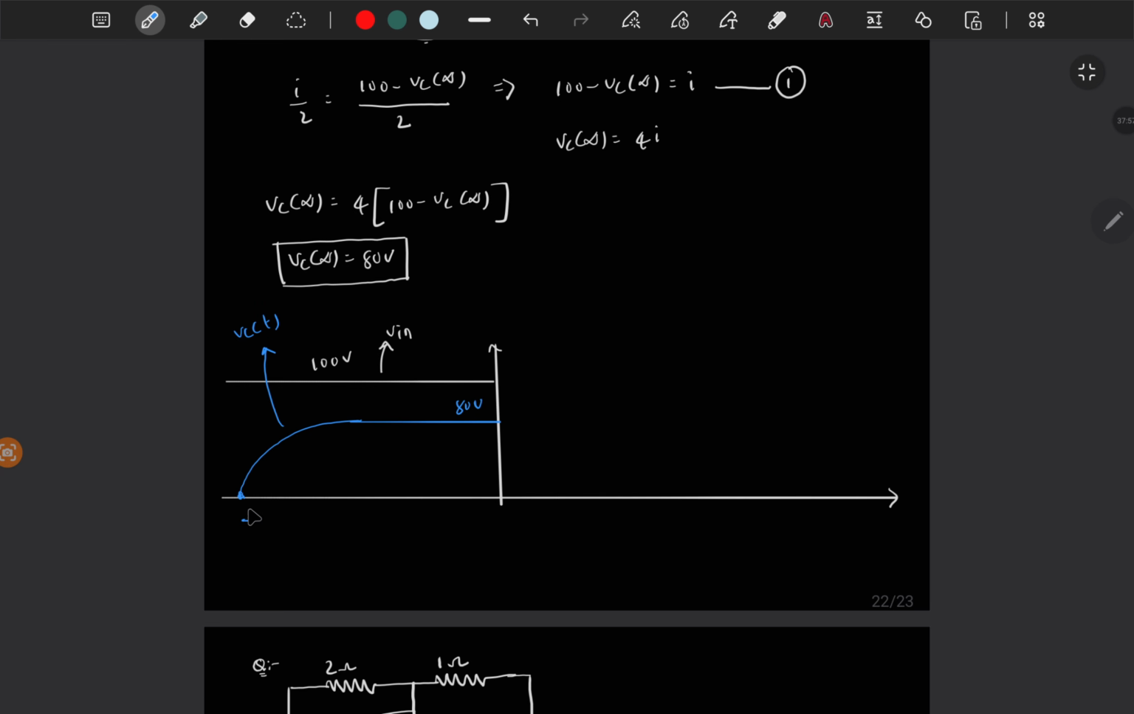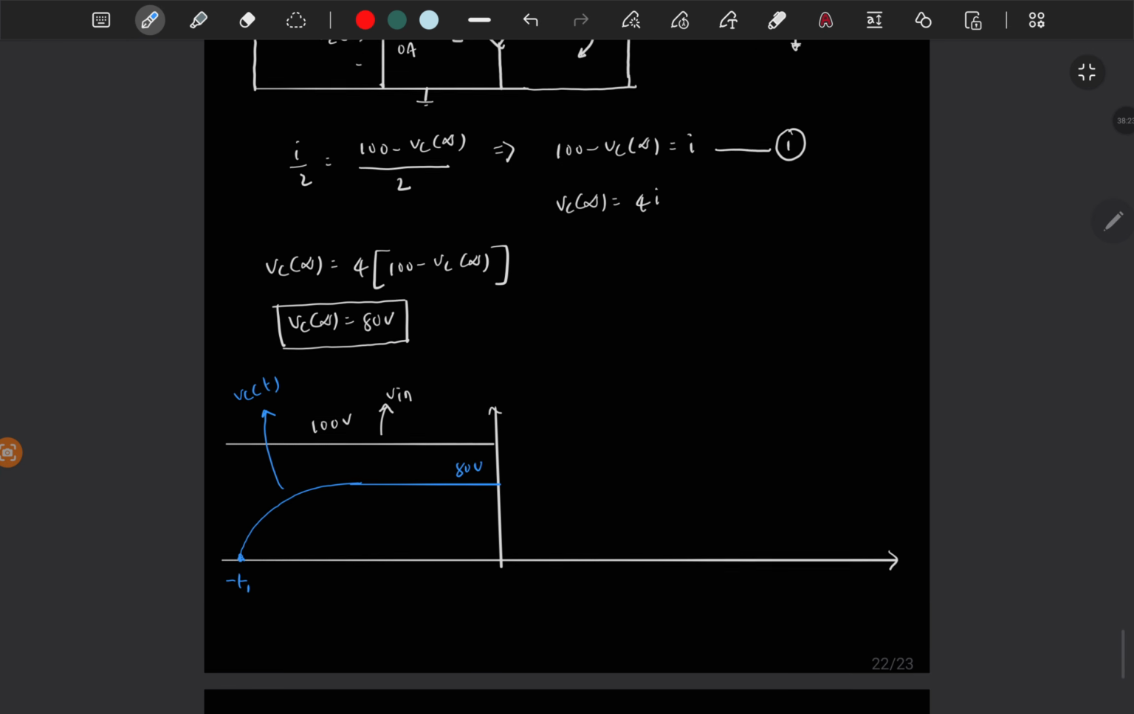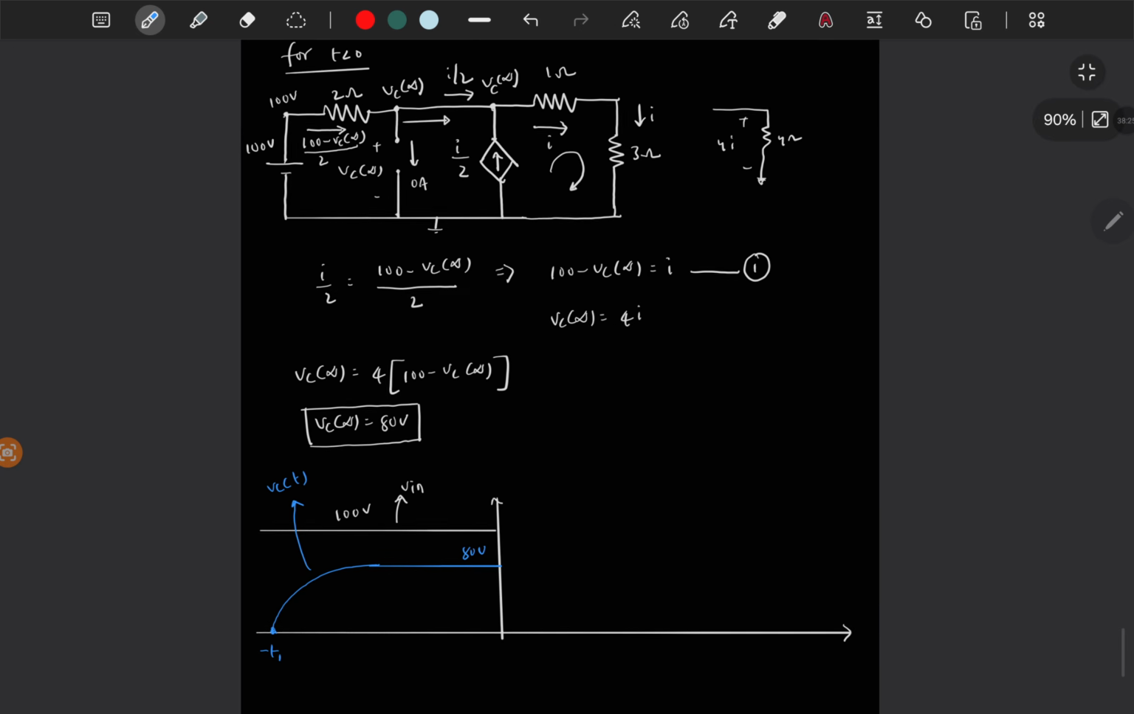Let's say this is minus t1. Here I am taking this t1 just to write the expression of this voltage waveform. So assume this 100 volt has been applied at t is equal to minus t1, which is way before t less than 0. That is what I am trying to show here. So yeah, this is fine.